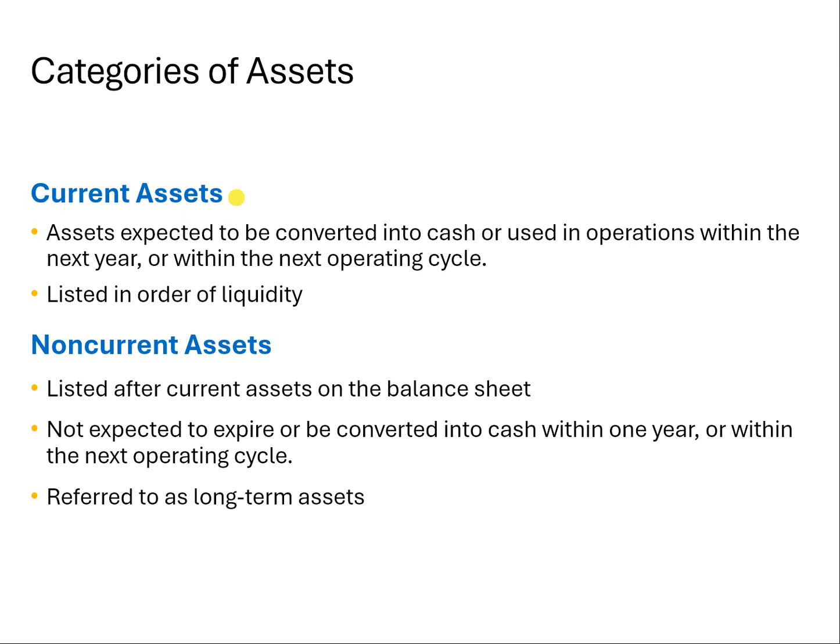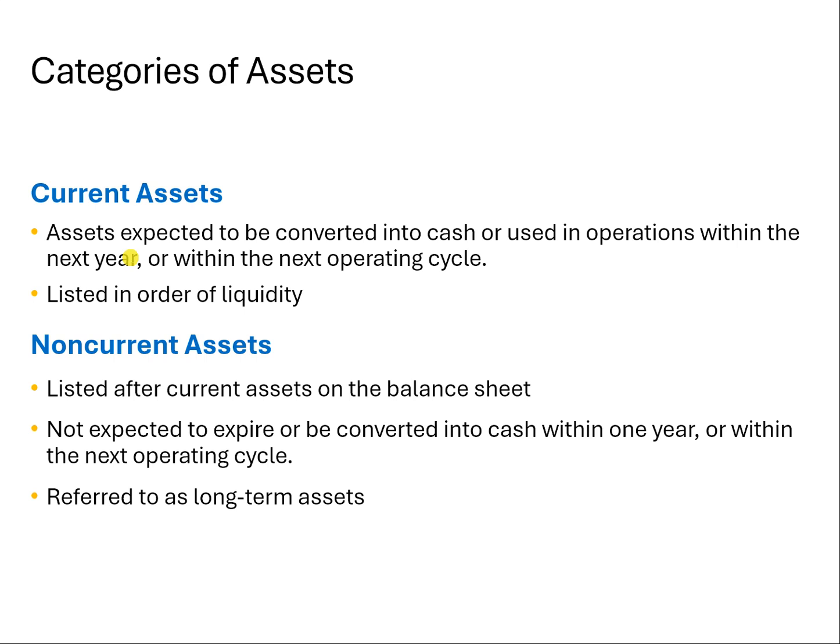Current assets are assets expected to be converted into cash or be used in operations within the next year, or within the next operating cycle. For most companies, within the next year is a good criterion to determine whether it's a current asset or not. If it will be used within a year, that's a current asset. Over a year, that's a long-term asset.